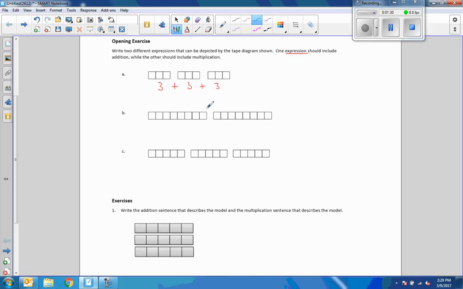So now if I were to do multiplication, well, there's three, and there are three of them, so I multiply by three. 3 times 3 is 9, 3 plus 3 plus 3 is 9. Okay, so part B, there's 1, 2, 3, 4, 5, 6, 7, 8, plus 1, 2, 3, 4, 5, 6, 7, 8, or I could say 8 plus 8, and there's two groups of 8, so that's 8 times 2.